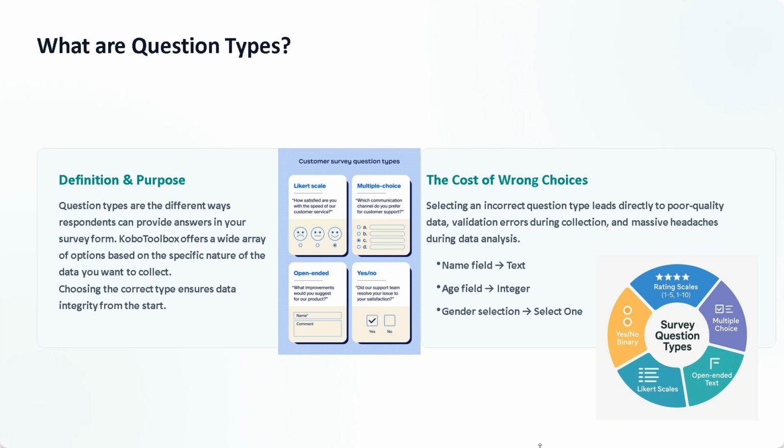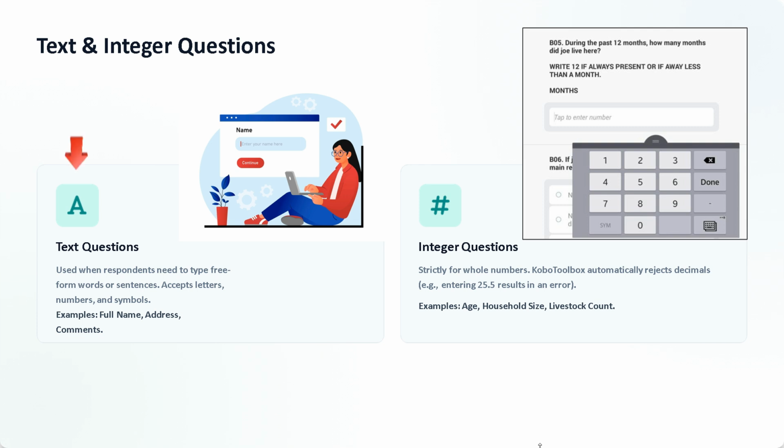Okay, so we have the text question. A text question is used to collect words or sentences. So examples are full name, occupation, address, comments or suggestions. These question types accept letters, numbers, and symbols.